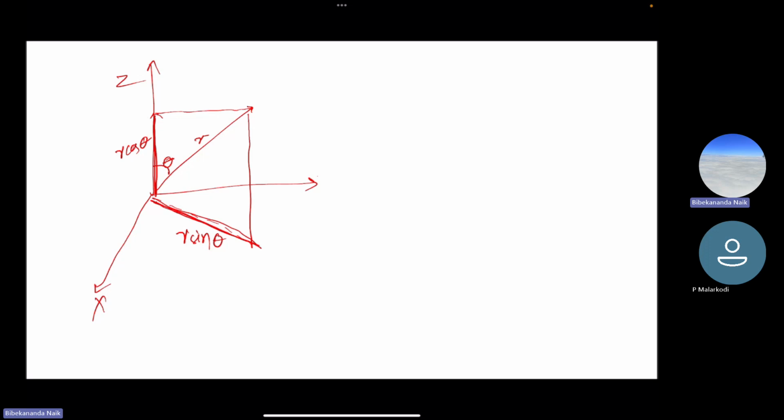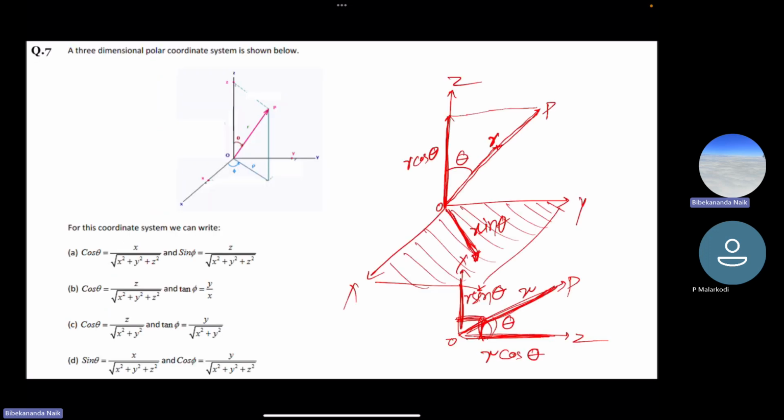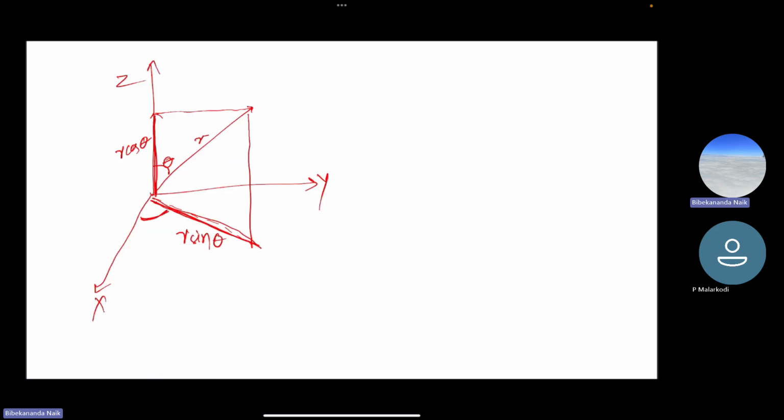This is x, this is y. Now again it says this projection makes an angle phi with x axis. So it makes an angle phi with x axis. Now let's consider the two-dimensional case. So this is x, this is y, and this is the vector we are talking about, and this has the value r sin theta, and this is phi.